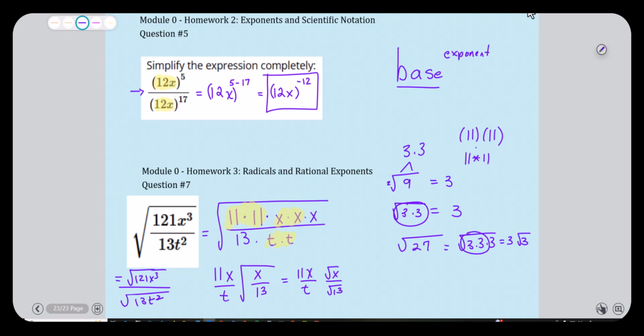Another thing that you ought to look at is, will 13 divide into 121? No, it won't, evenly, I should say. But those are just things that you want to look at.